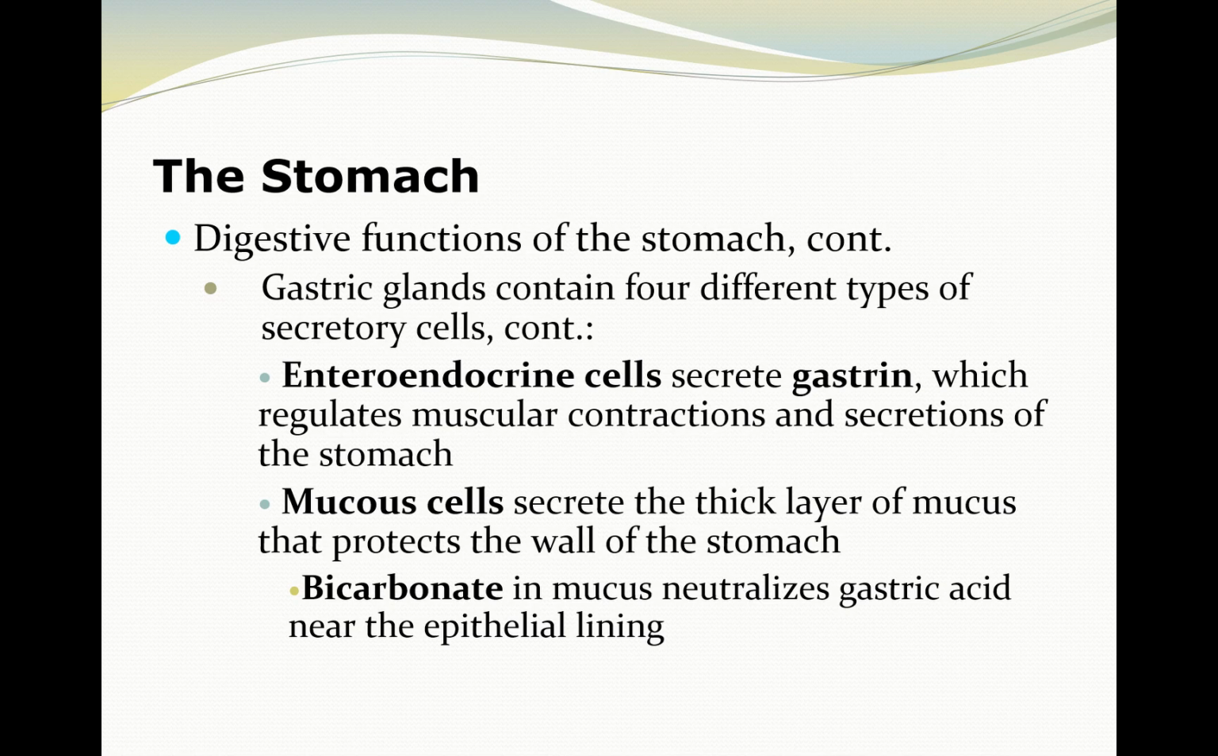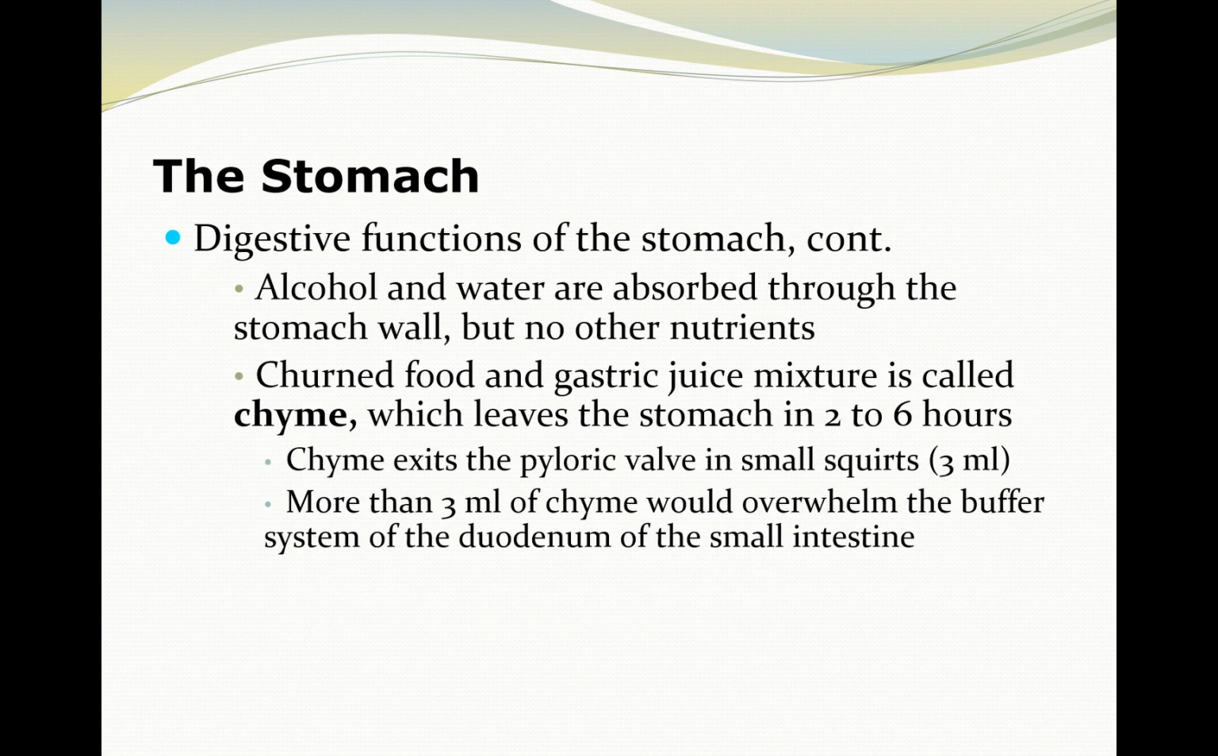Other digestive cells are going to be the enteroendocrine cells, which will secrete gastrin, which regulates muscular contraction and the secretions of the stomach. We have mucus cells, which will secrete a thick layer of mucus that protects the walls of the stomach. Bicarbonate in the mucus neutralizes gastric acid near the epithelial lining. Alcohol and water are absorbed through the stomach wall, but no other nutrients.